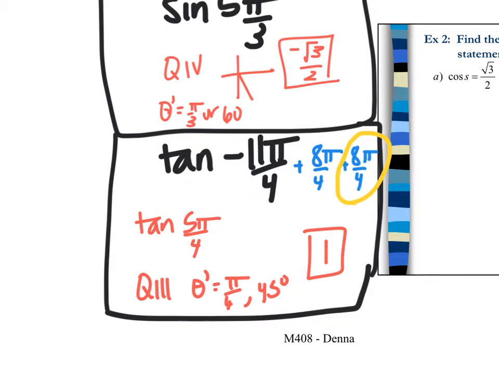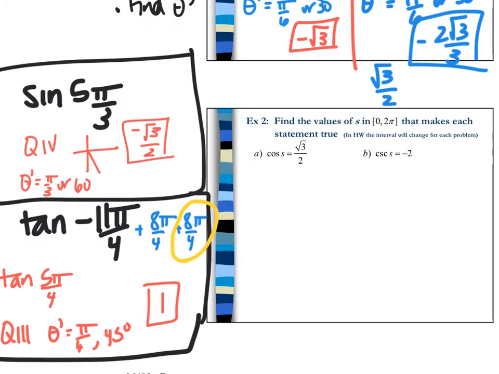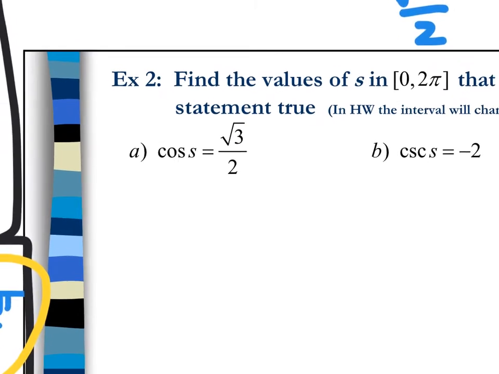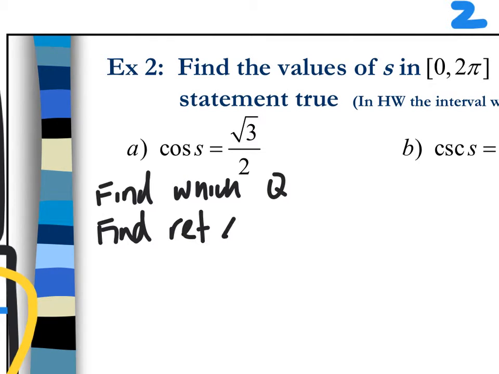All right, the last skill that we did was the idea of working backwards, and this was very similar to what we did when we were working in degrees. The only difference is that now we want to generate our answer in radians. So if we look at example 2, part A, we have cosine of s equals root 3 over 2. So the similar steps that we did before, we first want to find which quadrants we're going to be in, then we're going to find that reference angle, and then we are going to get the answers. Those are the steps that we want to take here.